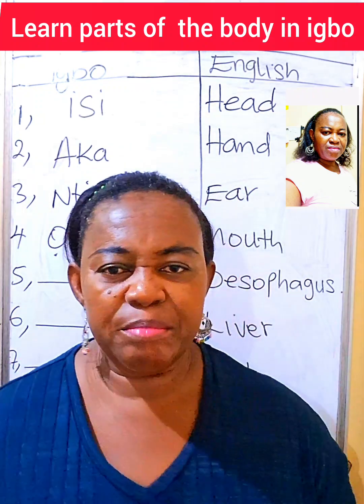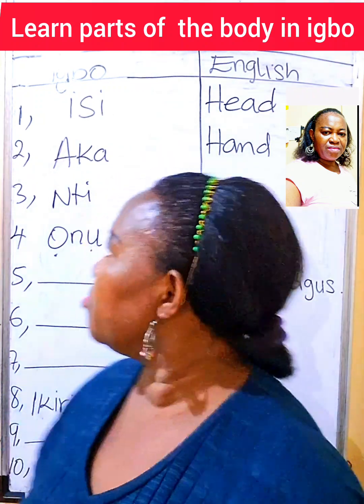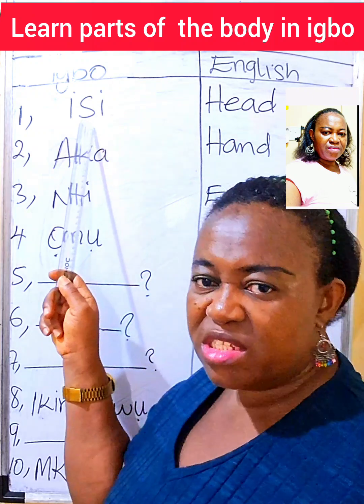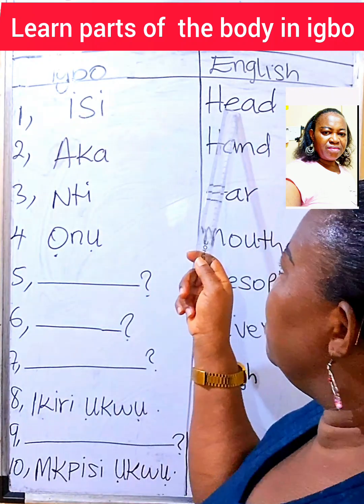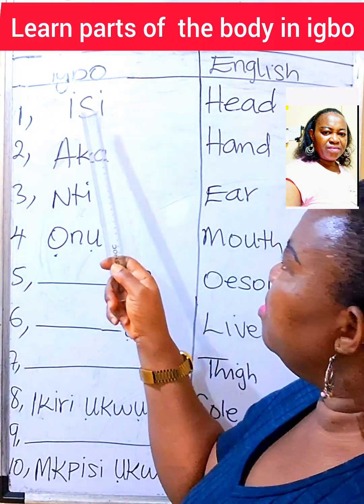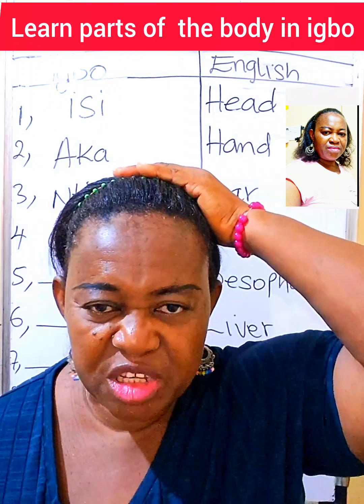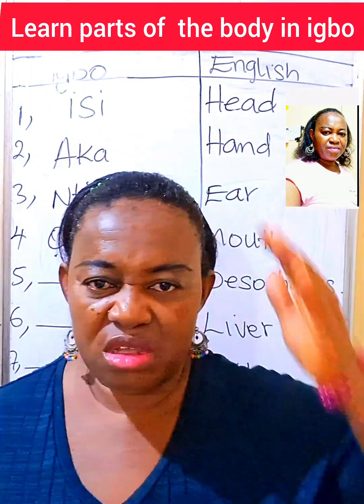We are about to learn parts of the body. So let's start. Igbo, English. The first one here is isi, means head. Say it, class. Isi, head. Head means what? Isi in Igbo.